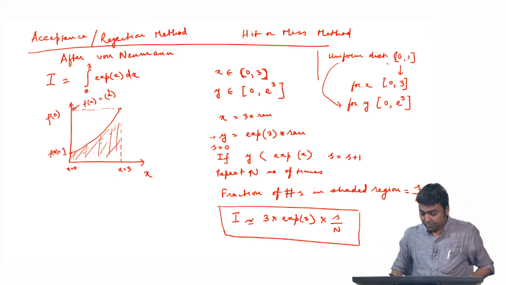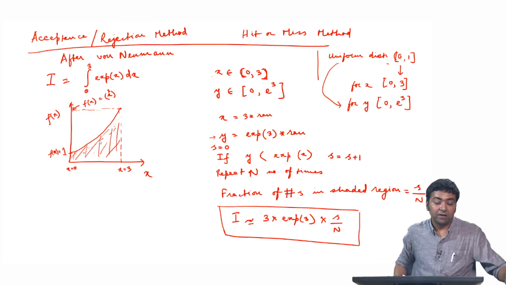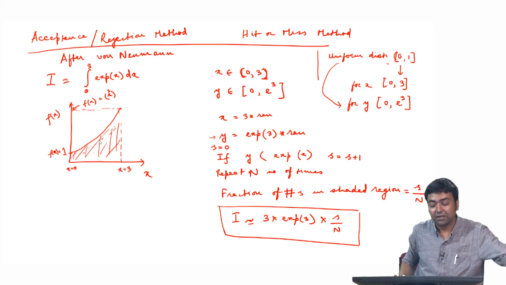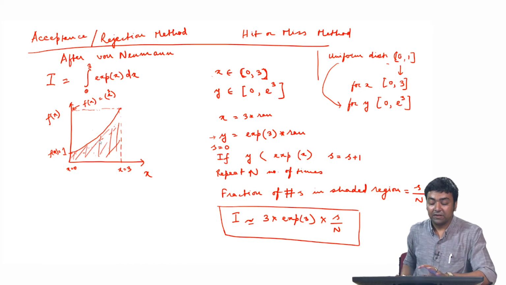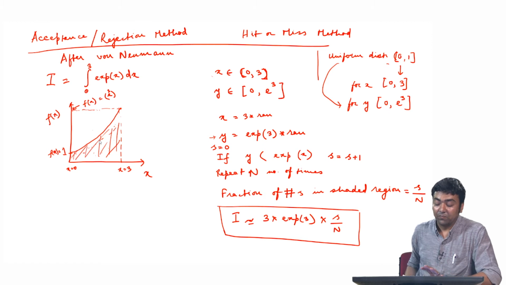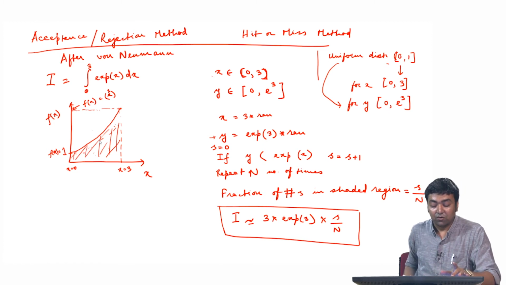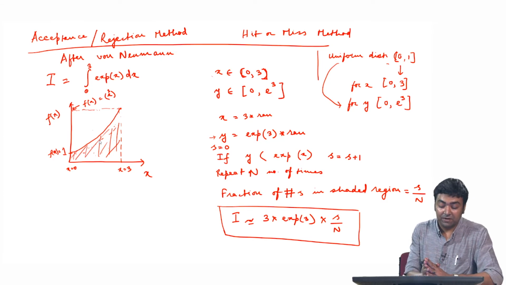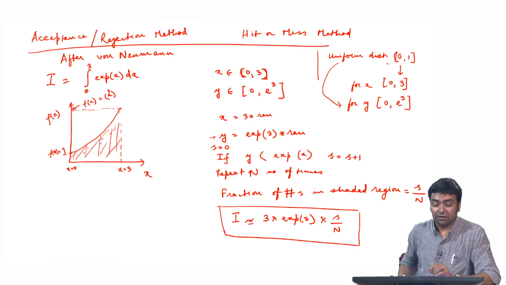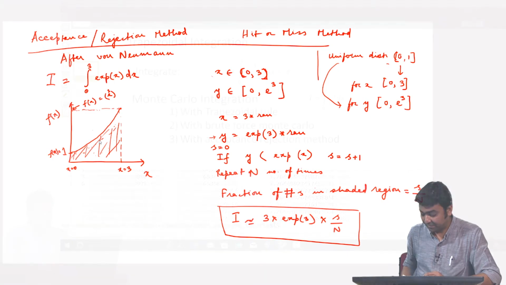So, this is the summary of the acceptance rejection method, but still, as we will see, this method is also very brute force, in the sense you need to generate a lot. If your function is not a well behaved one, you still need to generate a large number of random numbers to have a reasonable estimate.